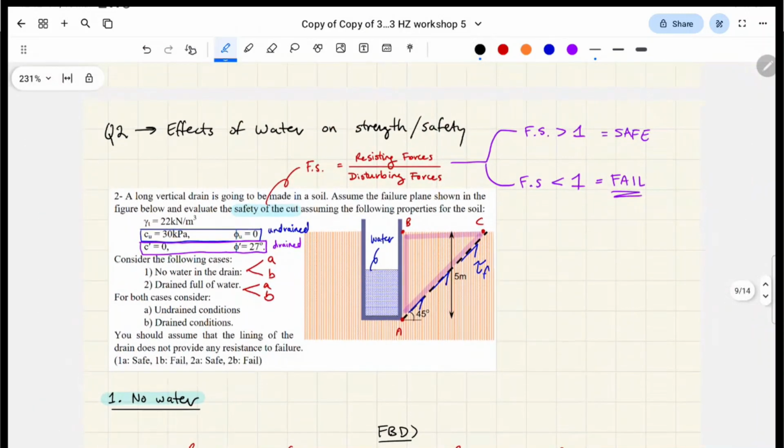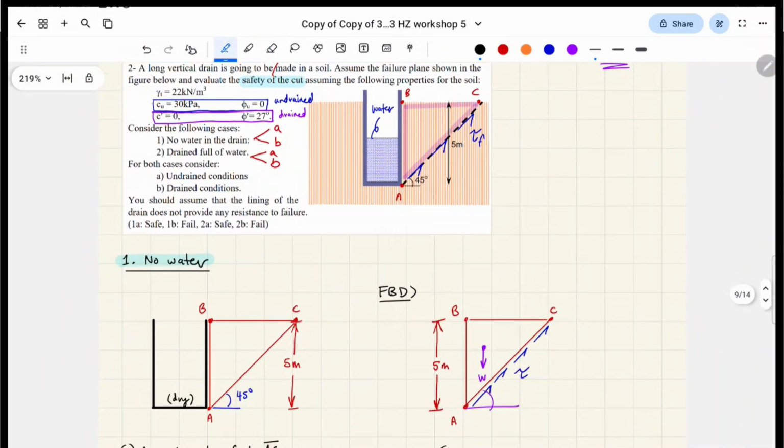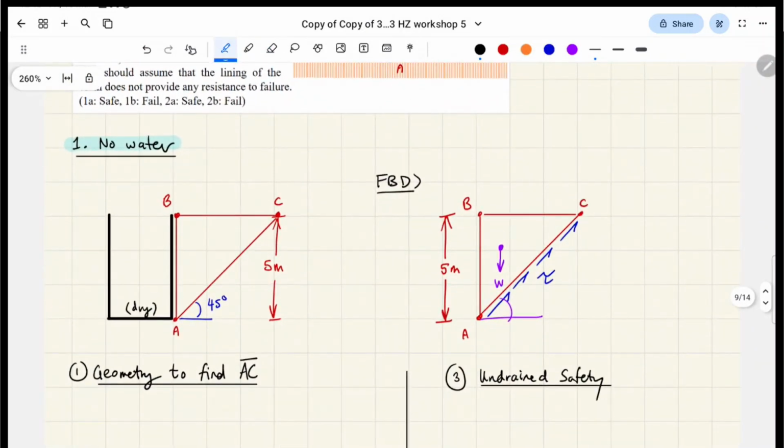Got it? And our failure plane is going to be a straight line, but it's going to be diagonal, right? And it's at a 45 degree incline. Okay, so for our first case, this is where our drain is completely dry, okay? And say this drain is made out of concrete, there's this layer of separation, and we want to look at that soil block. This is a triangular prism, basically into the page.